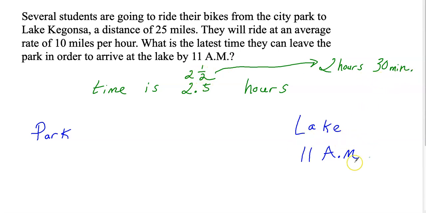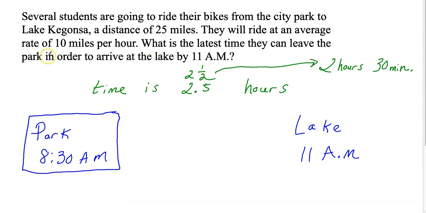So if they want to arrive to the lake at 11 a.m., when did they need to leave? I need to go back 2 hours and 30 minutes. So let's just go back from 11 a.m., 2 hours and 30 minutes. So 11 a.m., 10 a.m., 9 a.m., and 30 more minutes would be 8:30 a.m. So this is my answer right here.